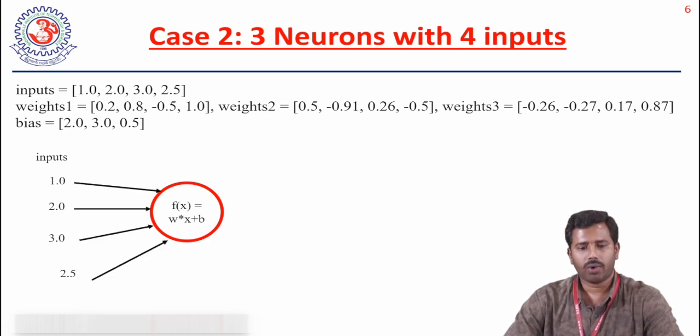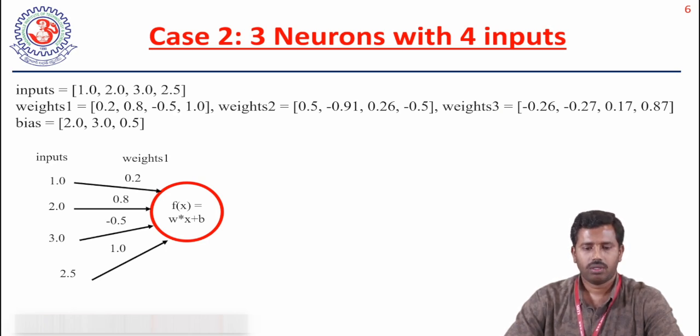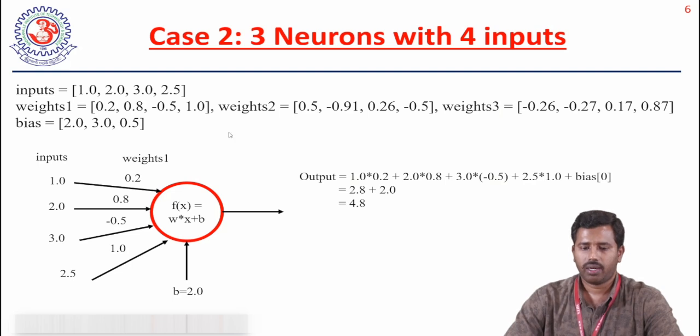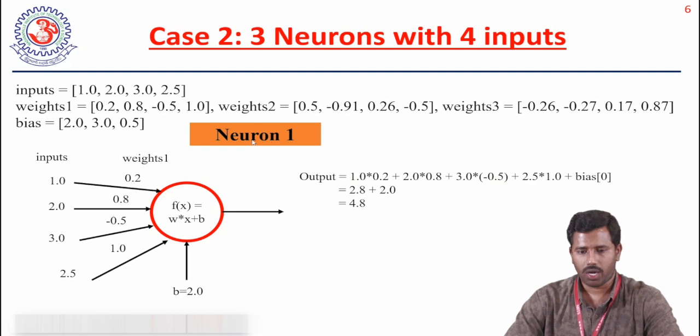On neuron 1, I will take the weights 1 vector with a dimension of 1 by 4 again. The values are 0.2, 0.8, minus 0.5, 1.0. On this neuron 1, I will apply the W into X along with bias, so that I will get the output as 4.8. So this is called neuron 1.